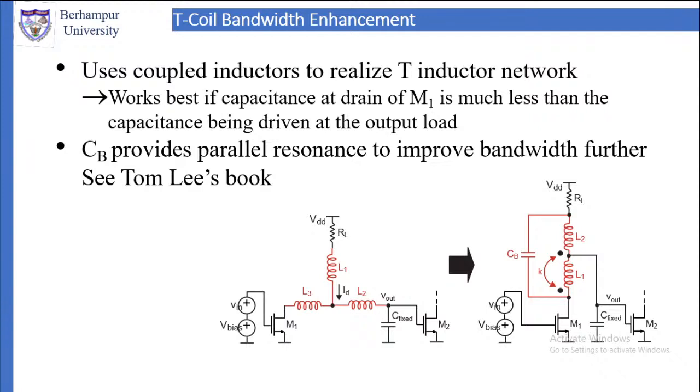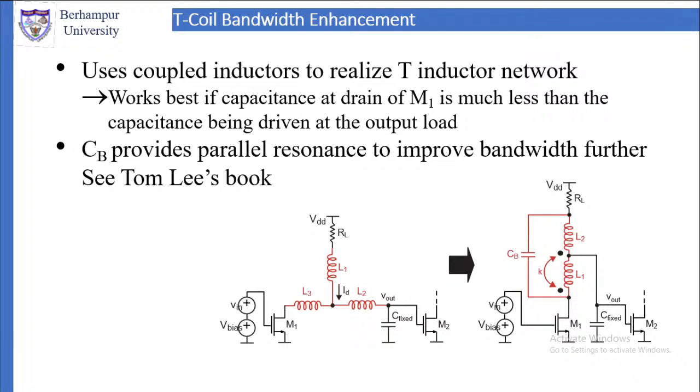Otherwise it is the same. Now when you have a coupled inductor, there will inherently be a capacitance. So that is CB. The coupling coefficient is K. Otherwise the circuits are the same circuit. L1, L2, L3 are replaced by coupled inductors, L1, L2. All other parts are the same. You can see all other parts are the same.